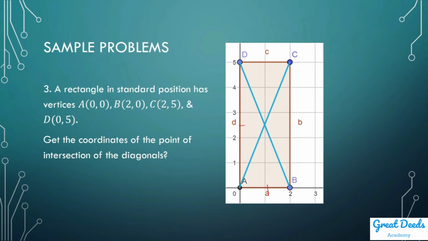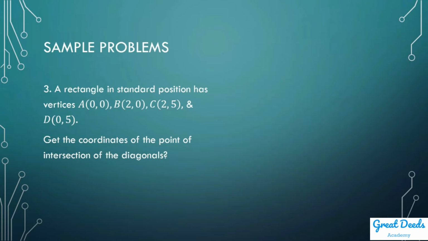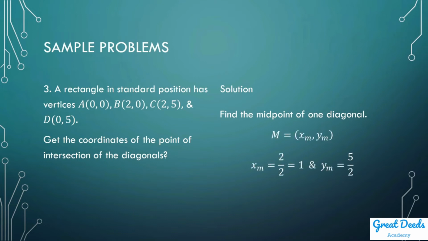But let us say we must work it out manually without using the graph. If you had been watching my recorded lessons, you must have seen from my previous videos that the diagonals of a rectangle bisect each other. If they bisect each other, that means they share the same midpoint. So all we have to do is get the midpoint of one diagonal. Again, this is how we compute for the midpoint.